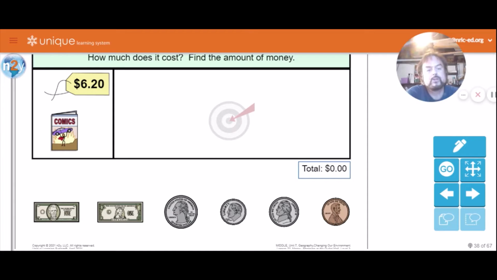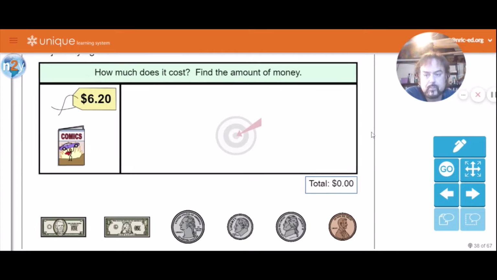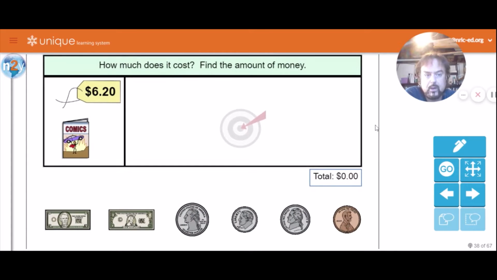Today is a continuation of the purchasing that we were doing yesterday using money. Okay, so we're at the outlet mall, probably the Providence Place Mall. Okay, how much does it cost? Find the amount of money.